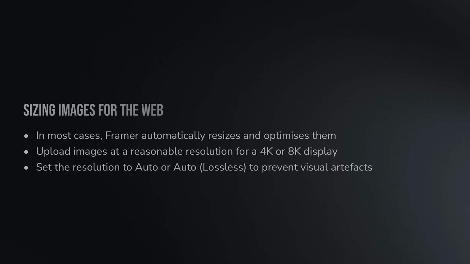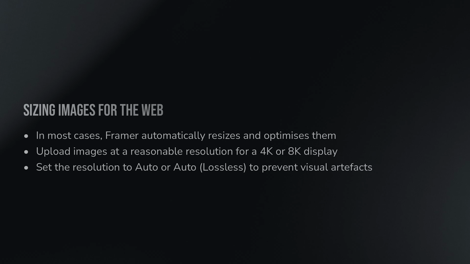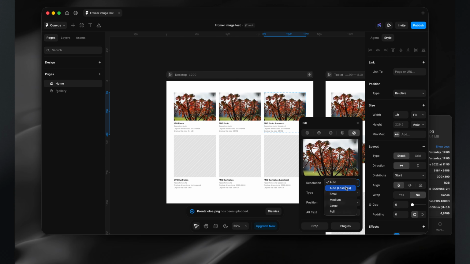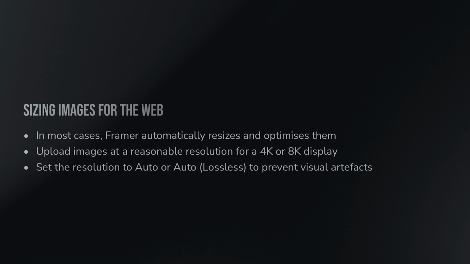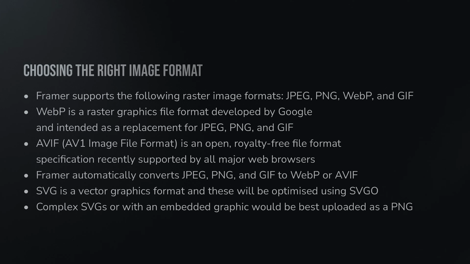And if you do upload images at their full quality, try to keep the resolution reasonable and not too big, so that it's good enough to be viewed on a 4K or 8K display. And then once you've uploaded an image, you can just set the resolution to auto or auto lossless to prevent visual artifacts.